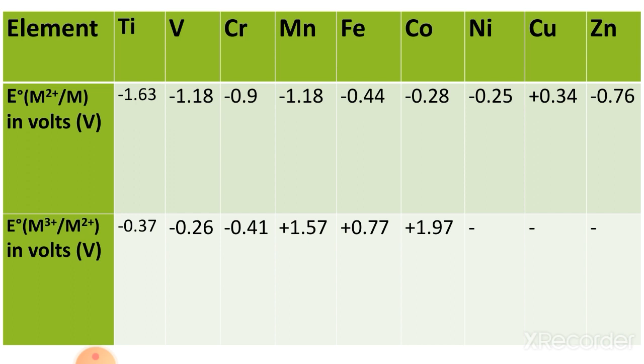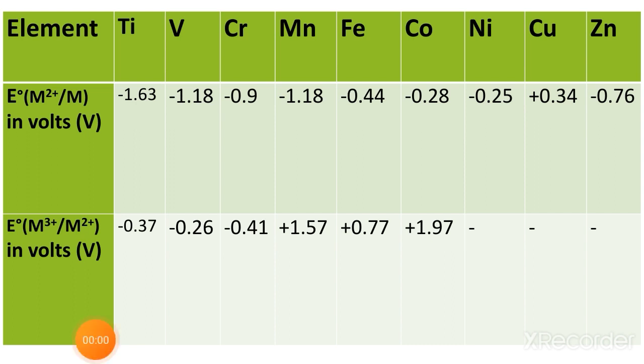Now look here: minus 1.63 is given for Ti, that is titanium, for vanadium minus 1.18, for chromium minus 0.9, Mn minus 1.18, for iron minus 0.44, cobalt minus 0.28, nickel minus 0.25, copper plus 0.34 and Zn minus 0.76.